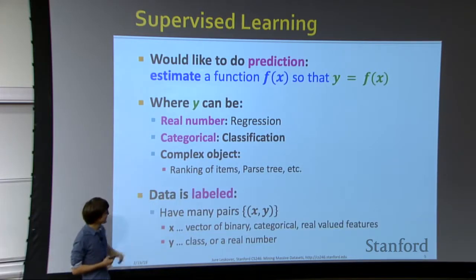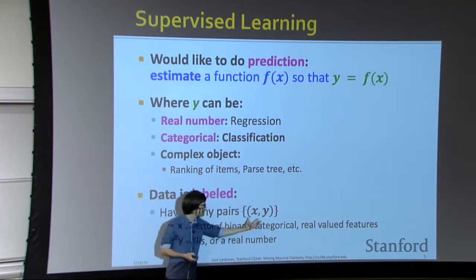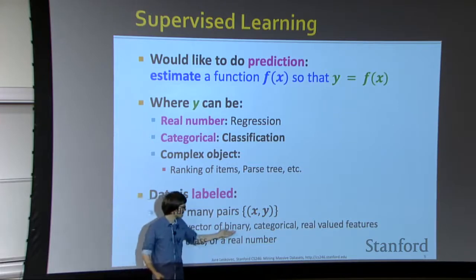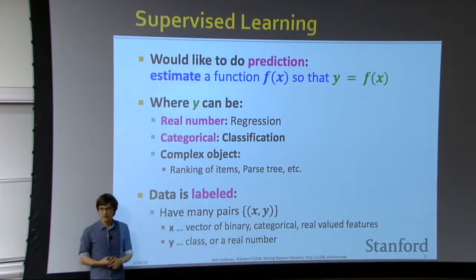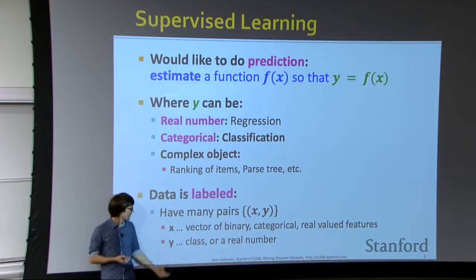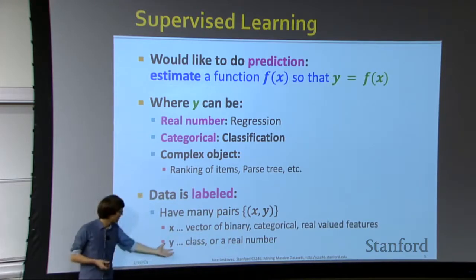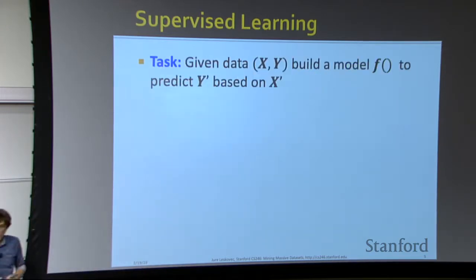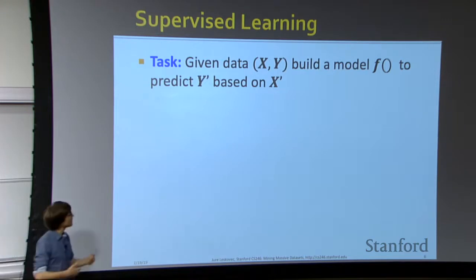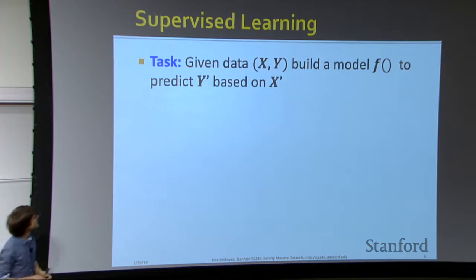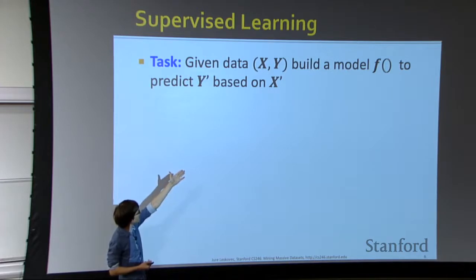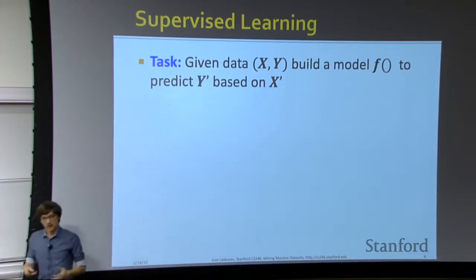And another important point is data is labeled. So it means we have many pairs of x, y, where x we can think of as a long vector of some kind of binary, categorical, real valued attributes or features. And then the y value, we'll call it a class or a real number. This is the output that goes together with that x. What is our goal? Our goal is that given some labeled data x, y, we want to build this function f so that it works well on some unseen data x prime and makes good predictions y prime.